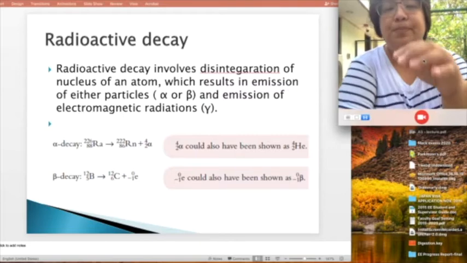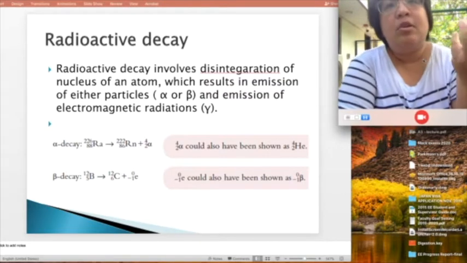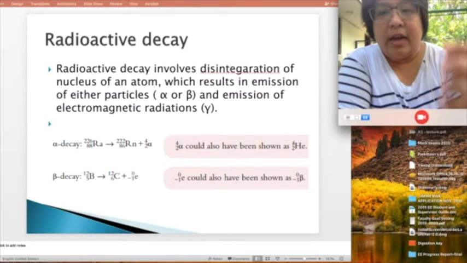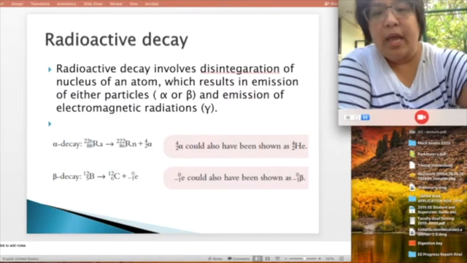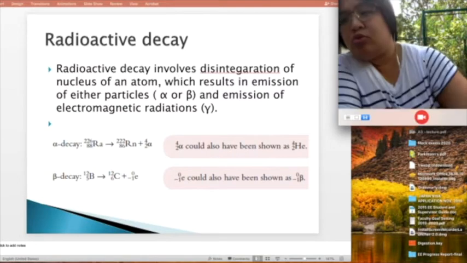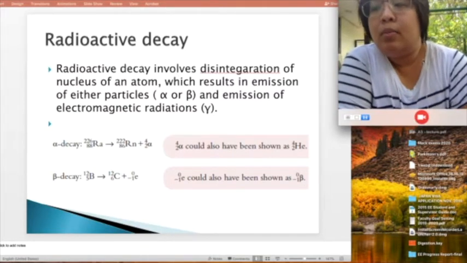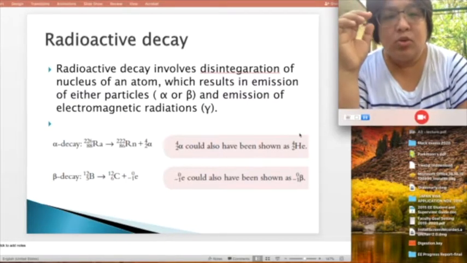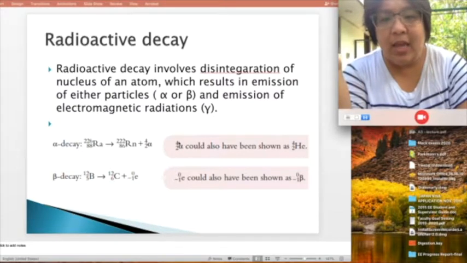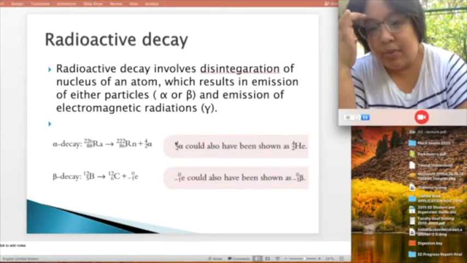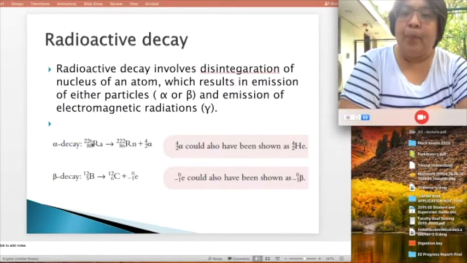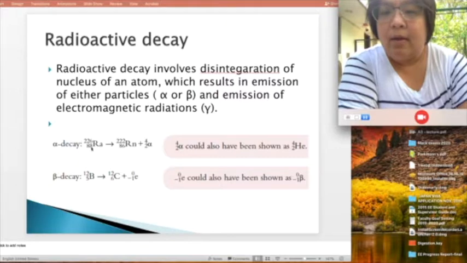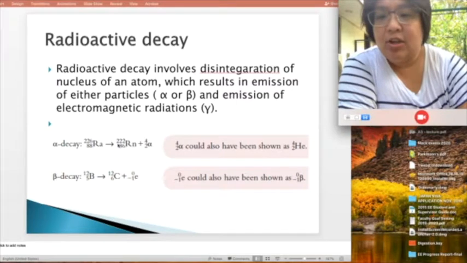So what is alpha radiation? When this unstable nucleus emits an alpha radiation, it means it emits two protons and two neutrons, which is very similar to a helium atom. A helium atom has two protons and two neutrons. We normally use this symbol to show an alpha decay. An example is radium. If it undergoes alpha decay, it loses two protons and two neutrons, so the atomic number becomes 86 and the atomic mass becomes 222. So minus 4, then minus 2.